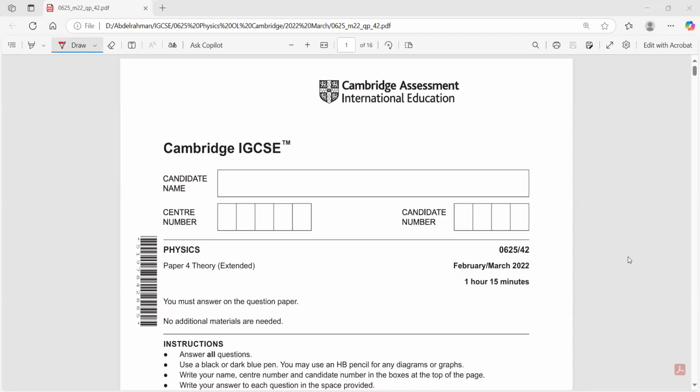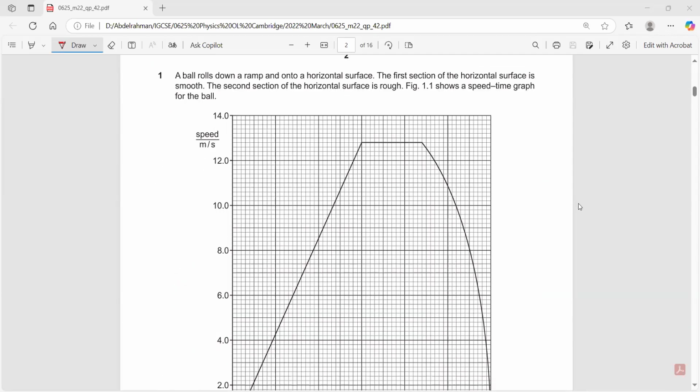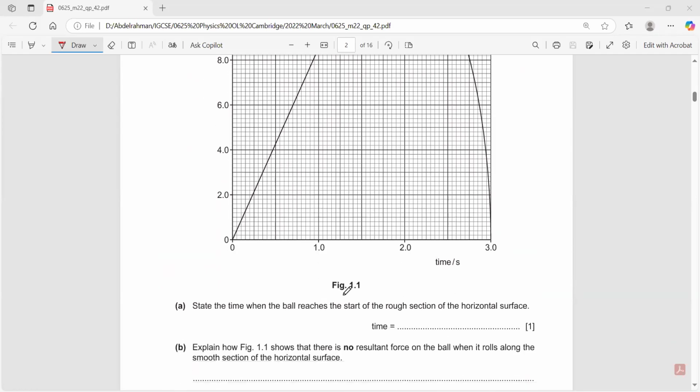Okay, March 2022, paper 4, variant 2. Question 1. A ball rolls down a ramp onto a horizontal surface. The first section of the horizontal surface is smooth, and the second section is rough. Figure 1.1 shows the speed-time graph of this ball. State the time when the ball reaches the start of the rough section.